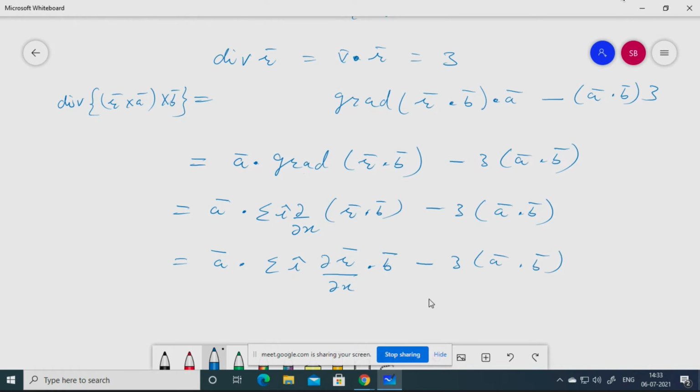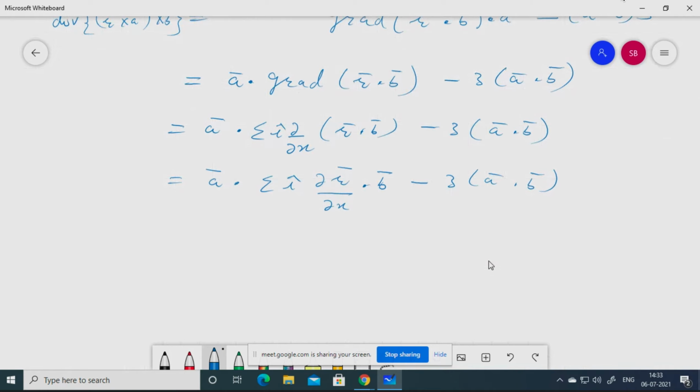Now observe here, what is the value of dou R bar by dou x? Tell me. Surely 1? Is it 1?